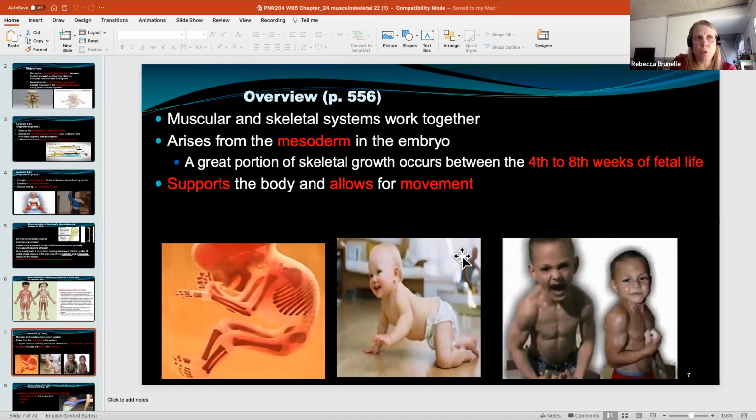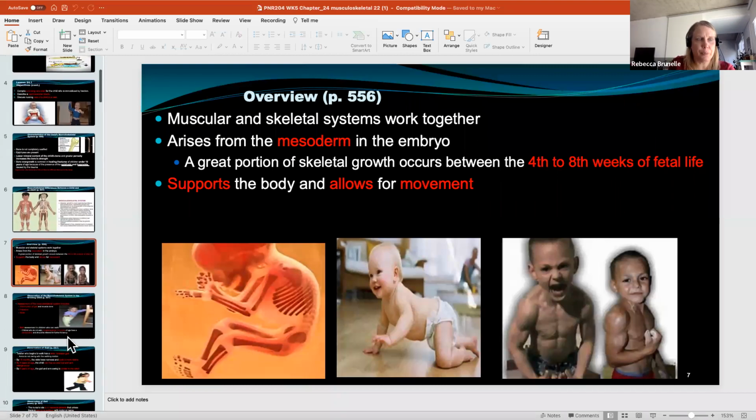So generally speaking, just to be aware that when you're talking about musculoskeletal, it's both the muscular and the bone or the skeletal system. They develop at the same time in gestational life, and they really work in concert with each other.